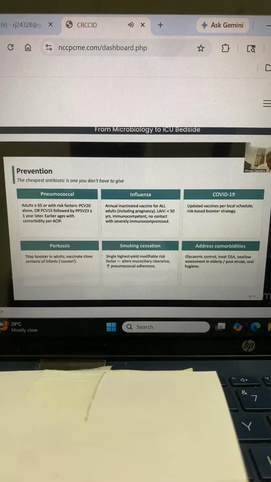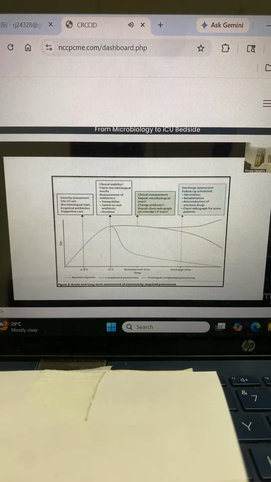Smoking cessation, we don't try it, but we need to convince some patients about it. This is the last slide, my dear friends. This is from the Lancet. When the patient comes, within 4 to 8 hours you need to do the severity assessment, site of care, microbiological testing in severe CAP, not otherwise, and antibiotics and supportive care.